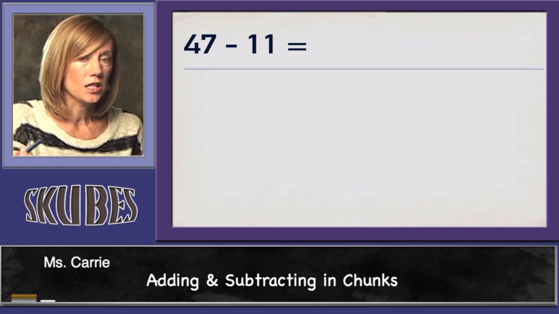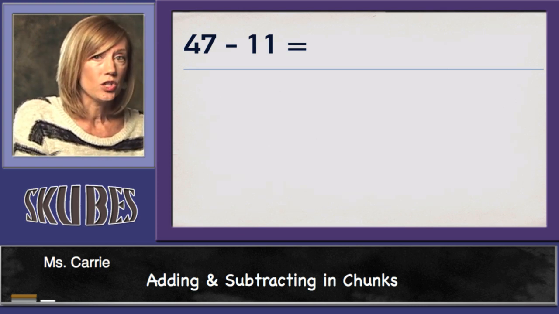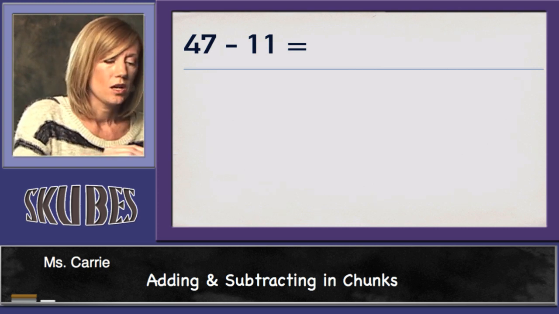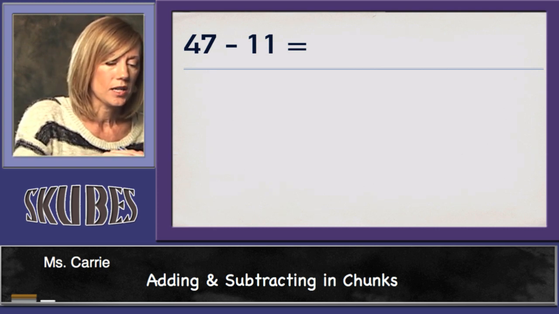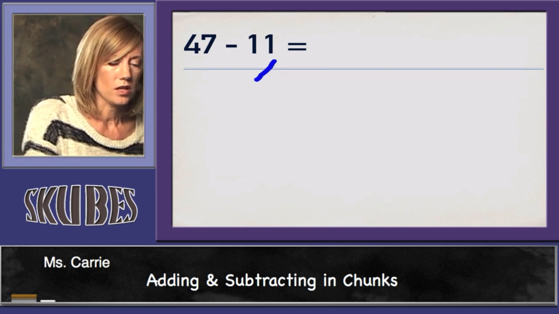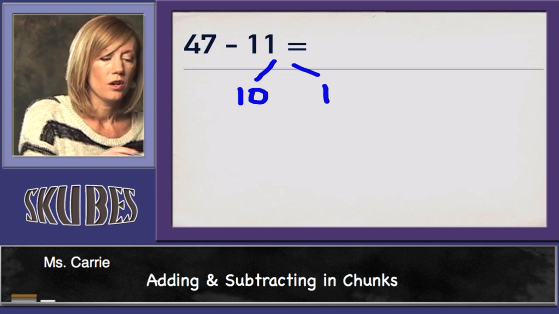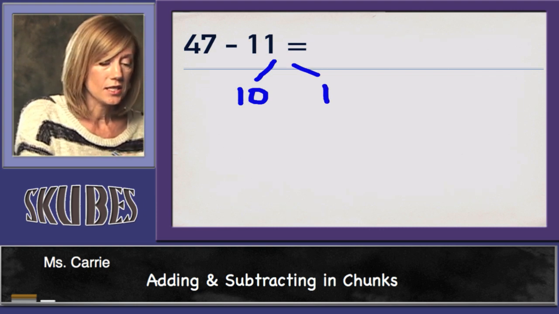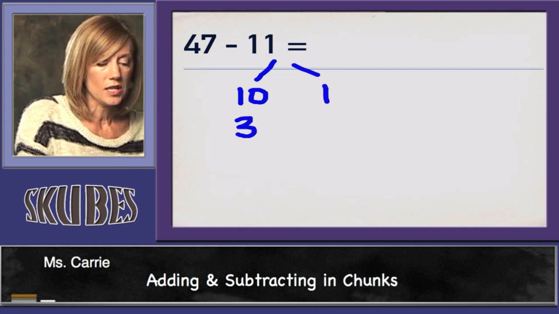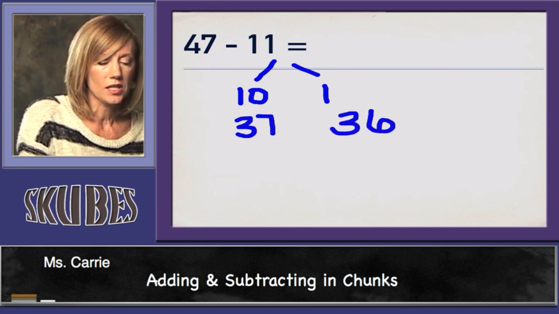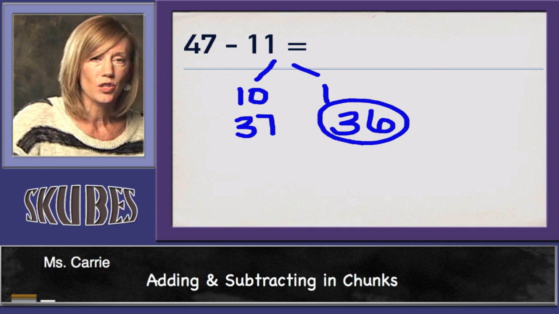Now this also works with subtraction. We call it subtracting in chunks. And again, you want to chunk the smaller number. Obviously, you have to when you're subtracting. So we start with 47 minus 11. So let's chunk 11. There's your 10. There's your 1. 47 minus 10 would be 37, minus 1 more would be 36. So here our answer is 36.